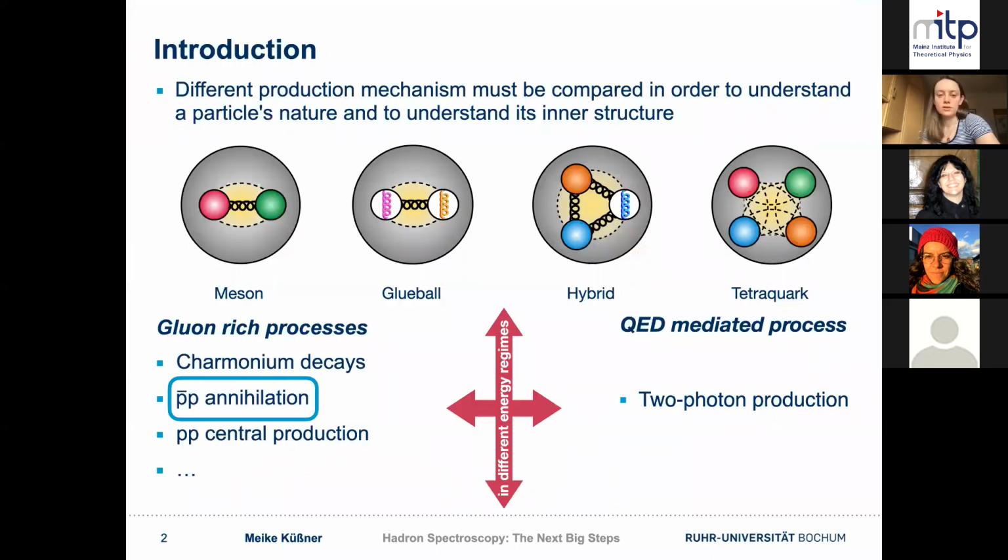As we already learned last week, there were reports about different production mechanisms and reactions, which offer different possibilities. And we already learned that it's very useful to compare different production mechanisms in order to understand the particle's nature and gain information about the inner structure. So we heard about photon production, which is a rather QED-mediated process, but also about charmonium decays. And I will talk about antiproton annihilation at PANDA, which is a rather gluon-rich environment.